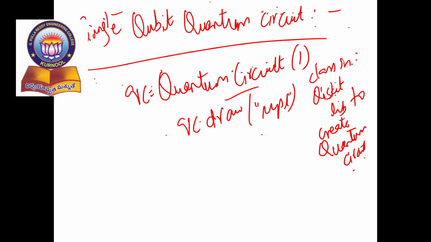So 1 is nothing but the number which tells how many qubits we want in a circuit. And MPL is nothing but the matplotlib library. So draw is nothing but a function.